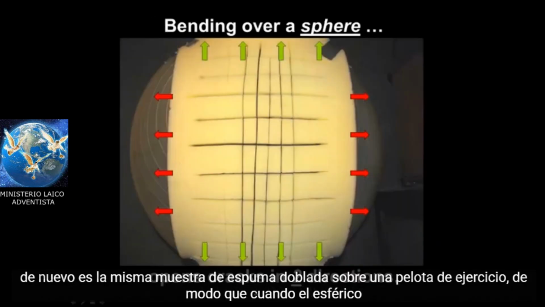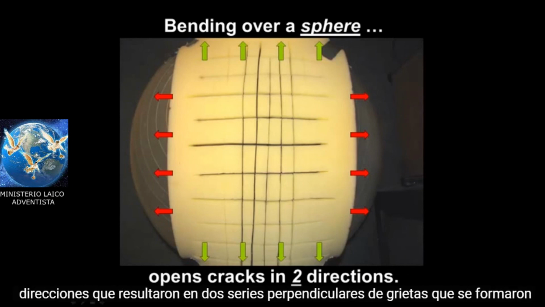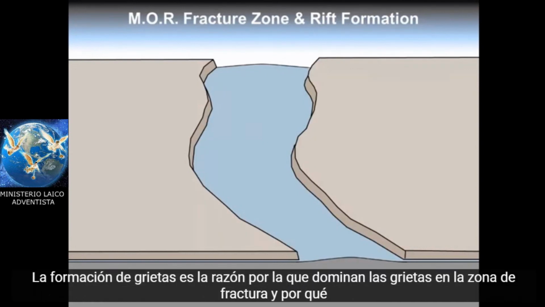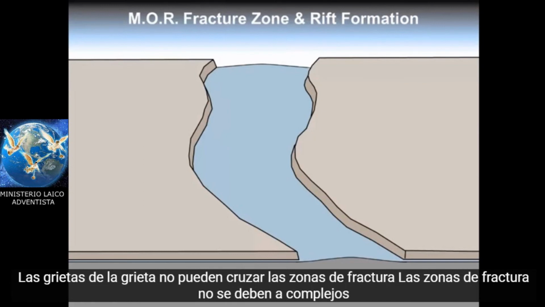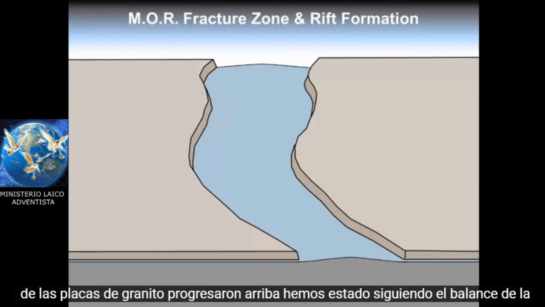Here again is the same foam sample bent over an exercise ball, so when the spherical mantle foundation was exposed and sprang up, it buckled and stretched in two directions, which resulted in two perpendicular series of cracks forming almost simultaneously. I say almost simultaneously because the timing of the crack formation is the reason that the fracture zone cracks dominate, and why rift cracks cannot cross fracture zones. Fracture zones are not due to complex shifting of faults. They simply had a head start on the rift cracks as erosion of the granite plates progressed above.